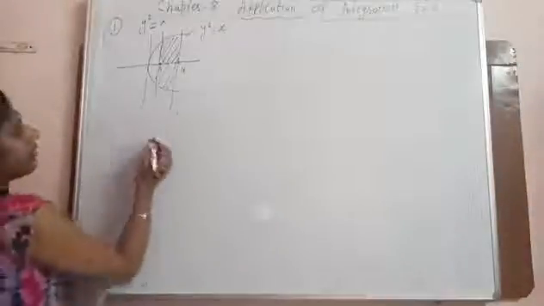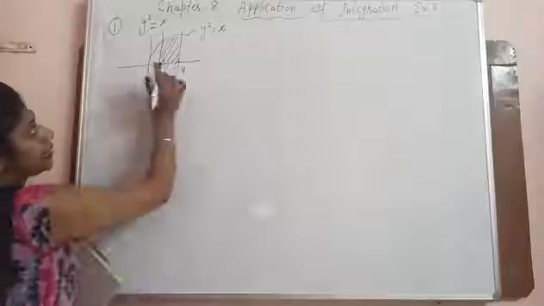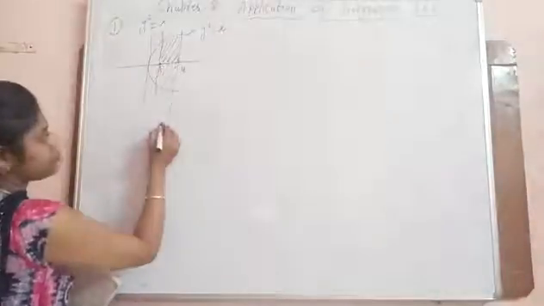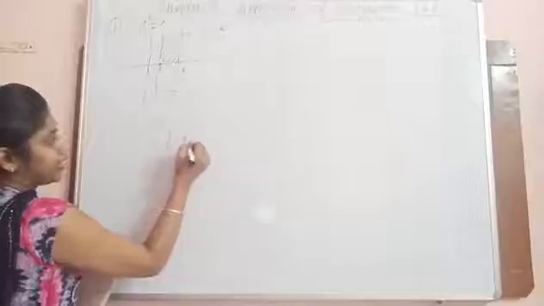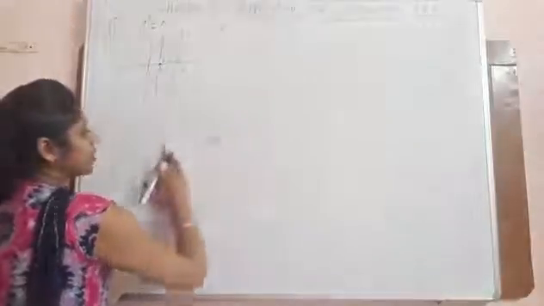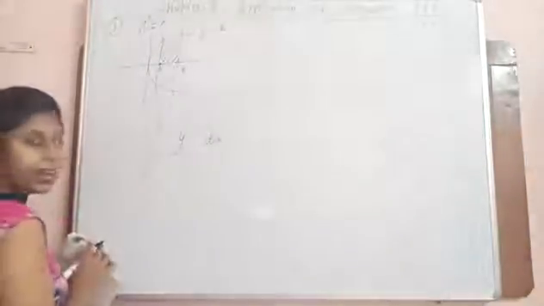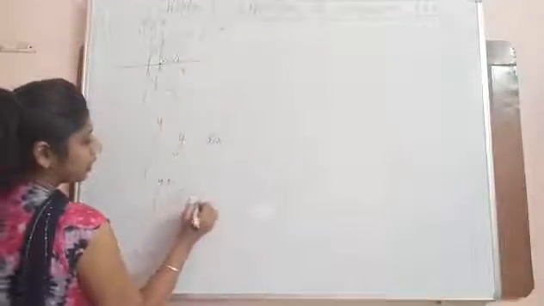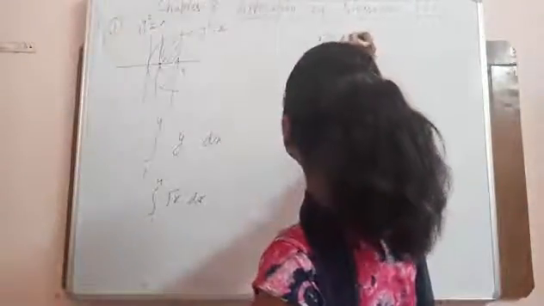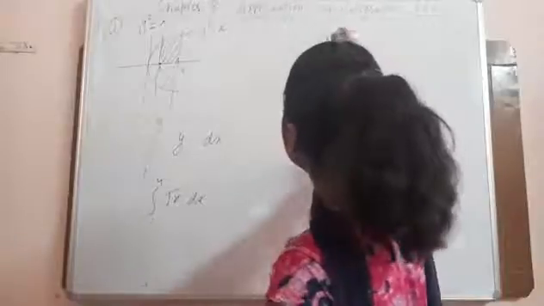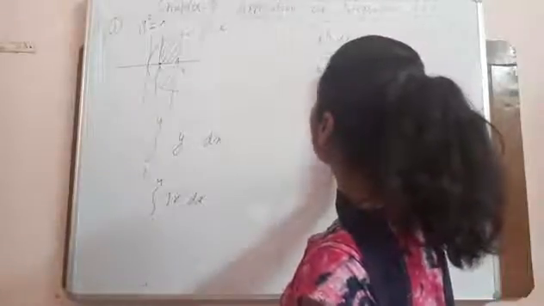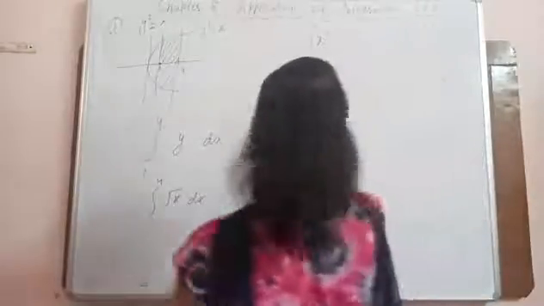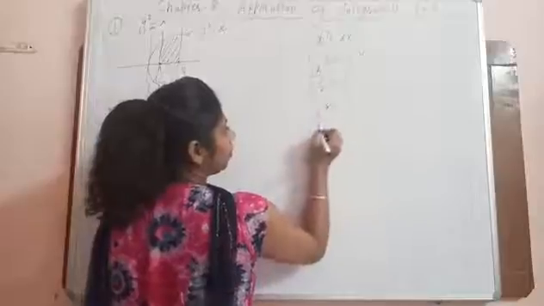How we will find the area? We have to integrate from 1 to 4 f(x) dx, or you can say y dx. What is the value of y here? Root x dx. Now integrate it. Root x means to say x to the power 1 by 2. 1 by 2 plus 1 upon 1 by 2 plus 1. So x power 3 by 2 upon 3 by 2.